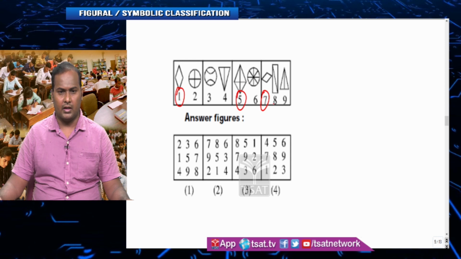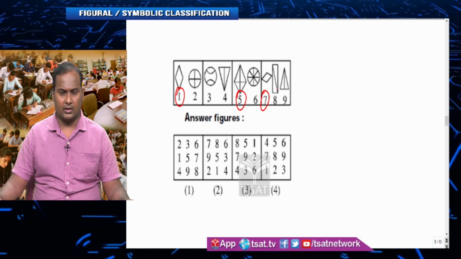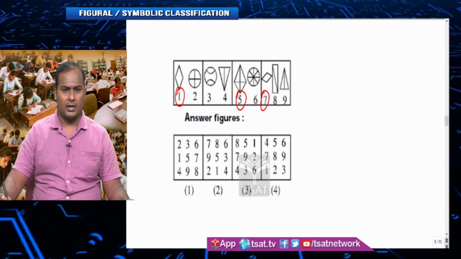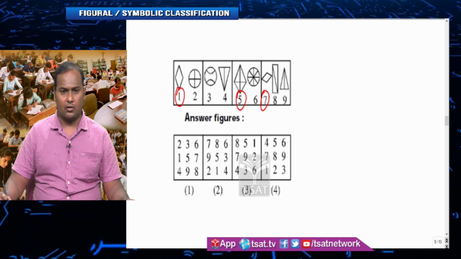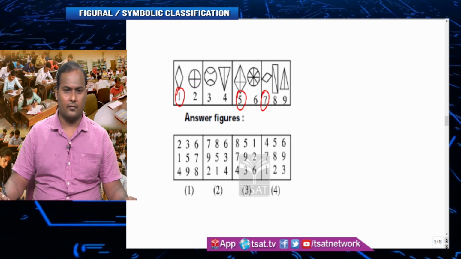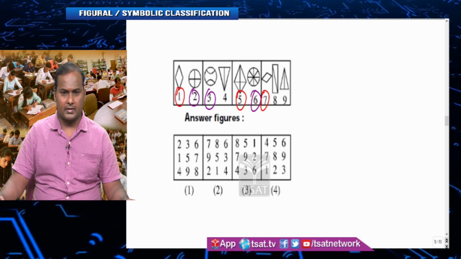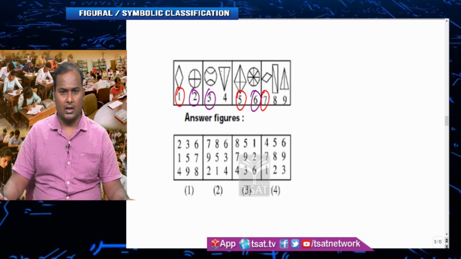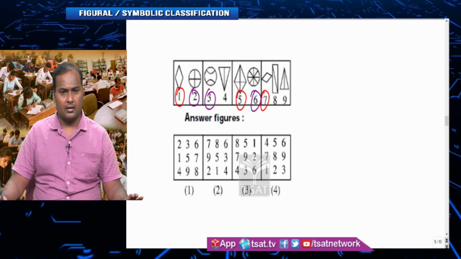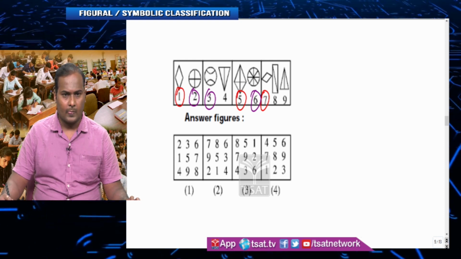But in the 8th one, you can see a line passing through the center. Now look at the remaining circles. In figure 2, there are circles. So which are the circle figures? 2, 3 and 6 are circle figures. So the common character is the circle.